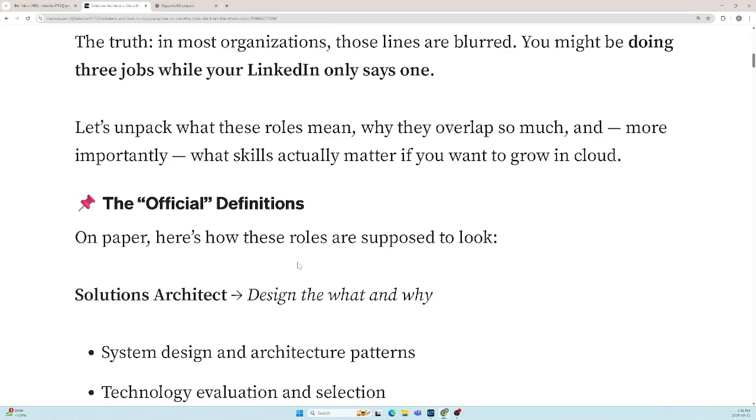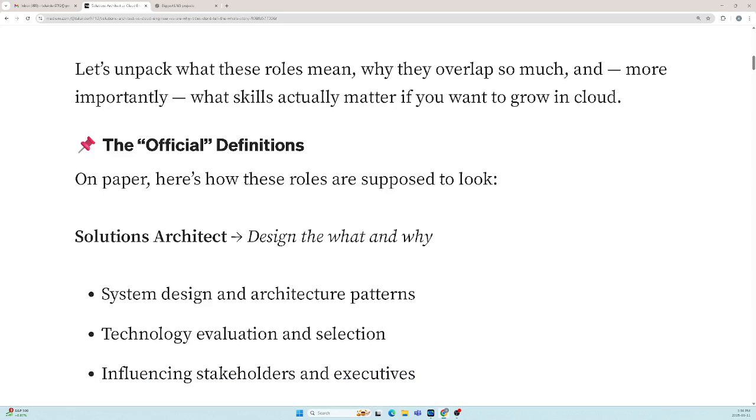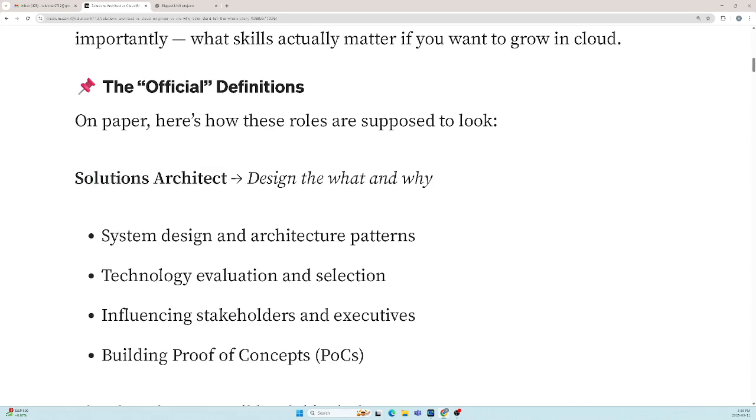If you go to the official documentation or definitions in AWS, Azure, Google, or others, that is what the definition says on paper. For example, the solution architect works on system design and architecture patterns, then technology evaluation and selection, and the roadmap. Then what technology they will use: serverless, containerization, or virtual machines.